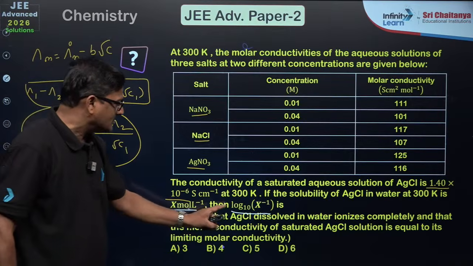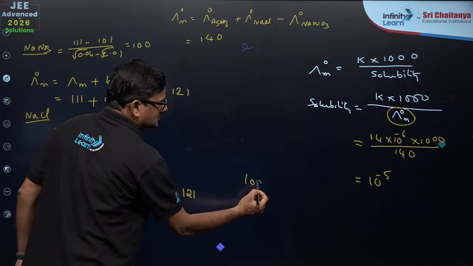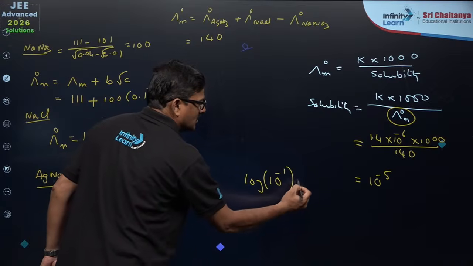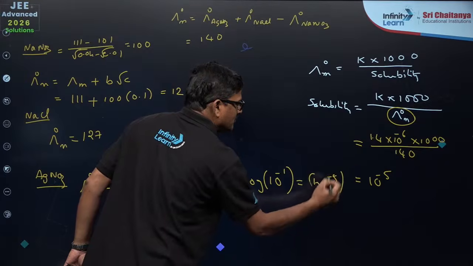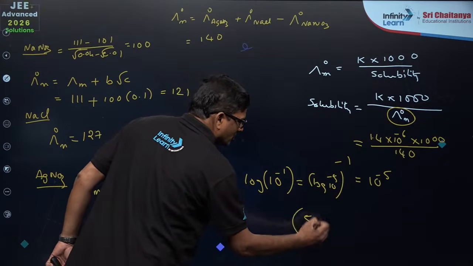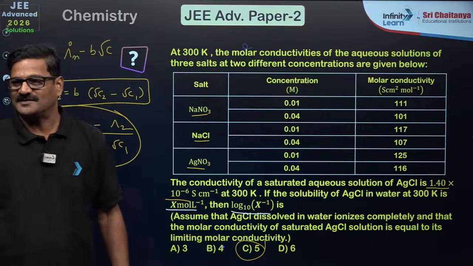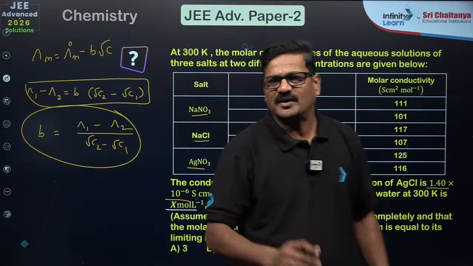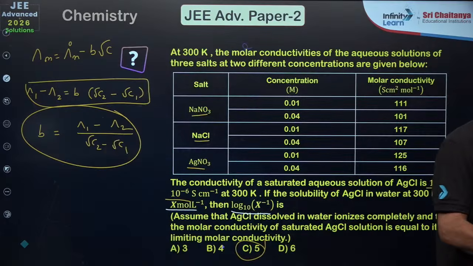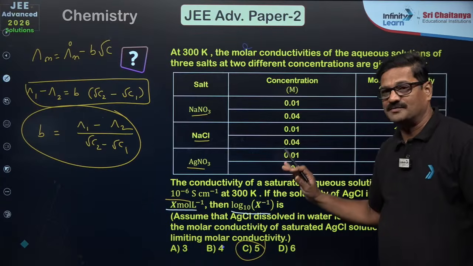The solubility we got is 10 power minus 5, so log of 10 power minus 5 to the power 1 gives 5 as the answer for this question. So C, 5, is the answer for this question. Hope you understood this. This is a direct application of the Debye-Huckel-Onsager equation, and it is from electrochemistry.